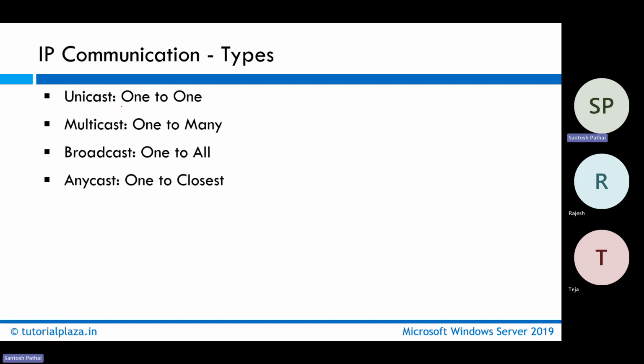So first is unicast, that is one-on-one communication, multicast is one-to-many communication, broadcast is one-to-all communication, and anycast is an upgraded version of broadcast, as the IPv6 version is also an upgraded version of IPv4. So that is anycast, one to the closest.